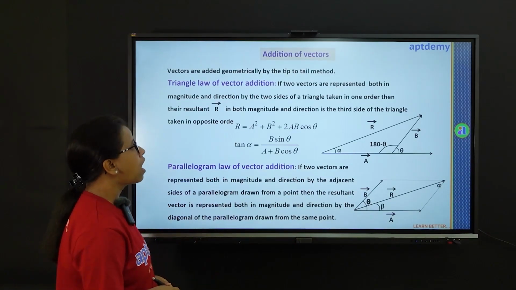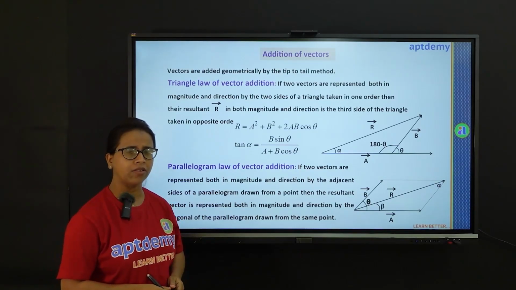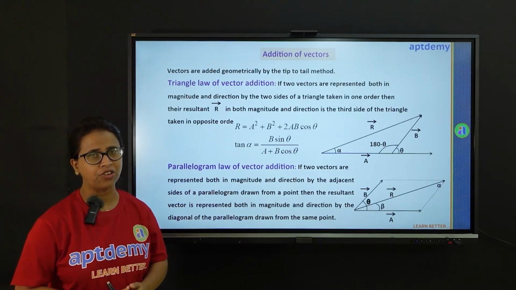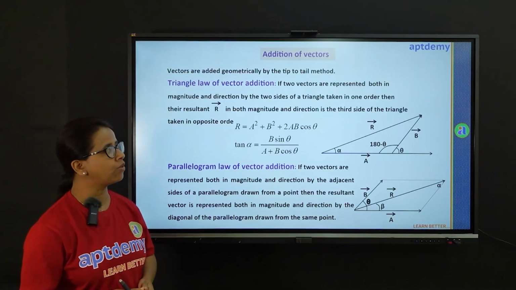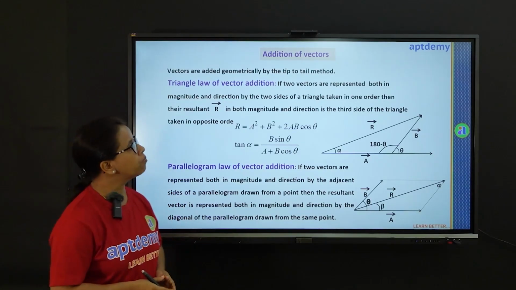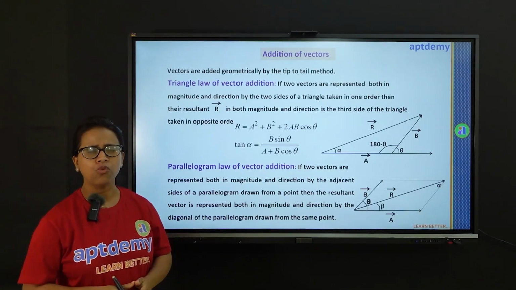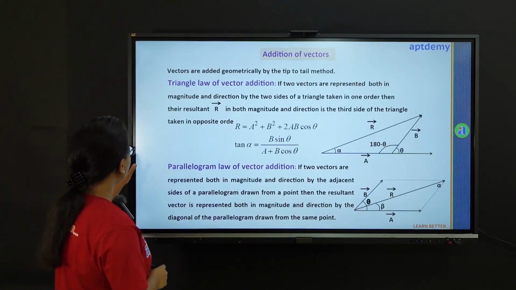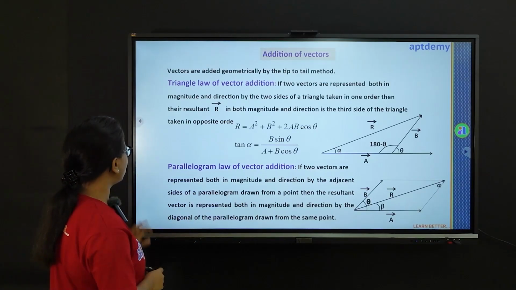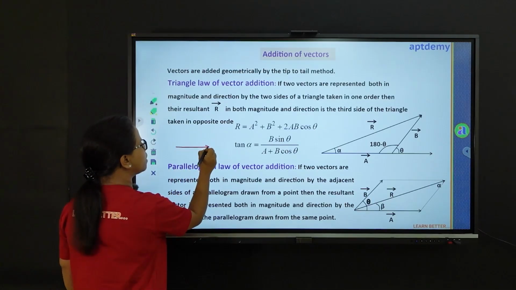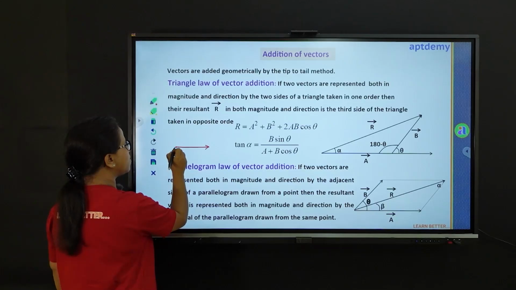Now let us discuss how vectors are added. So we are discussing the algebraic rules of addition and we are relating that to that of vectors. Now vectors are added geometrically by the tip to tail method. So what does this mean? Whenever we are talking of a vector, the starting point of a vector is its tail. So if this is a vector, then this starting point is the tail.